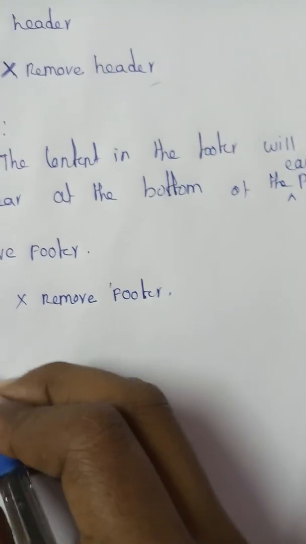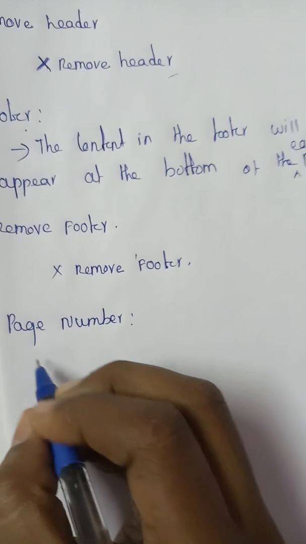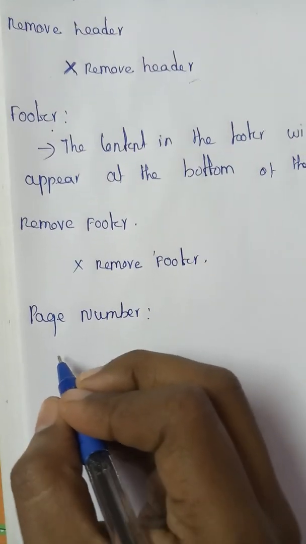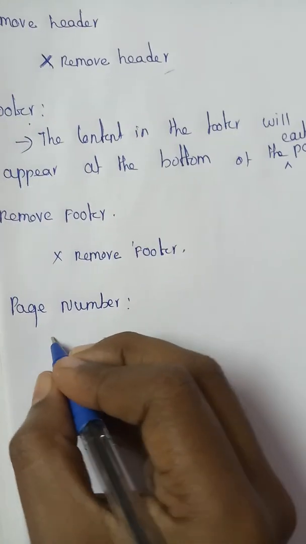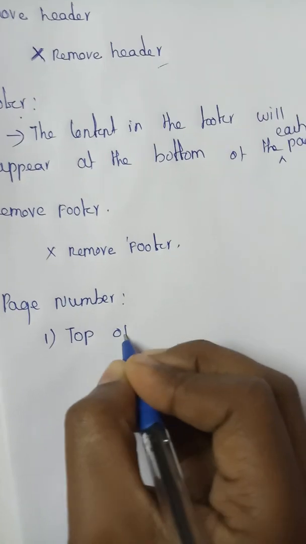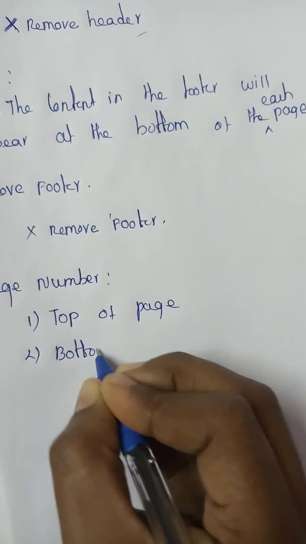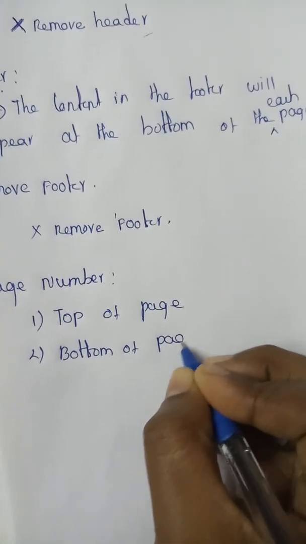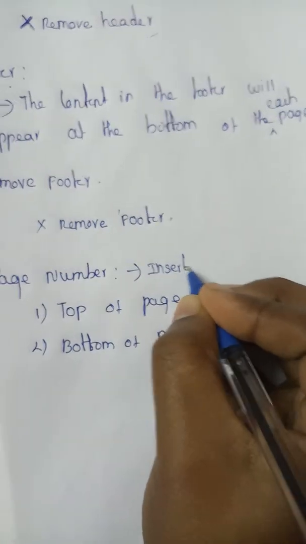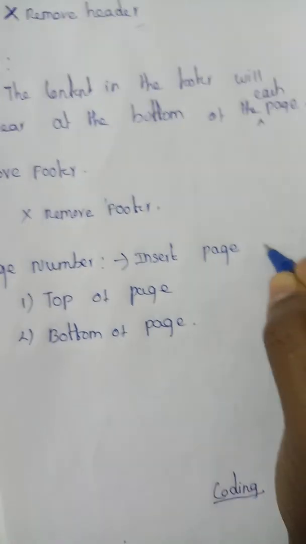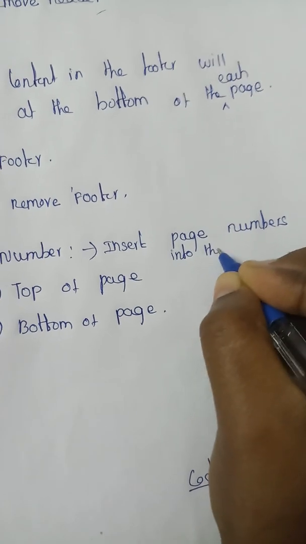And then the next one is page number. It will insert page numbers into the document. There are two types: top of page, and then the next one is bottom of page. It is used to insert page numbers into the document.